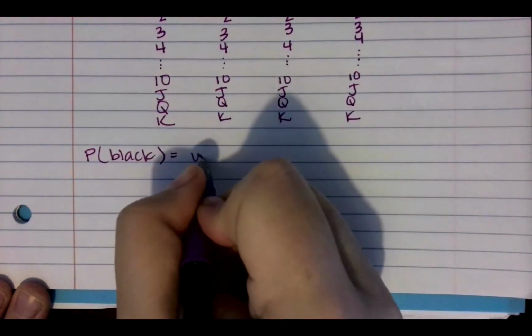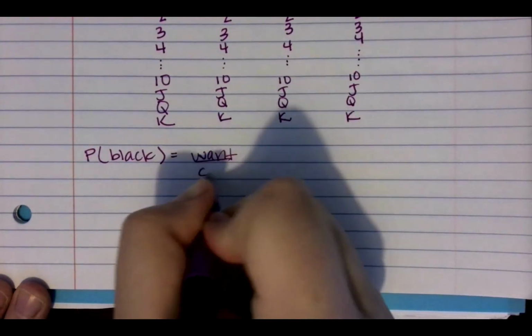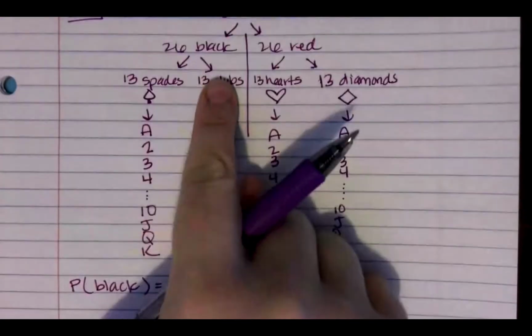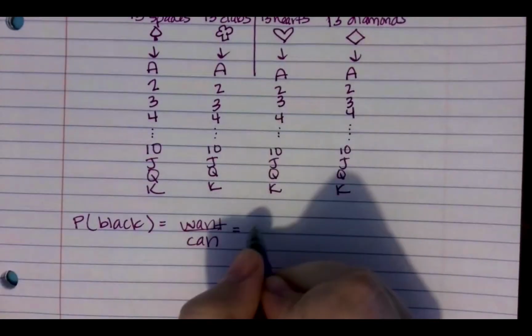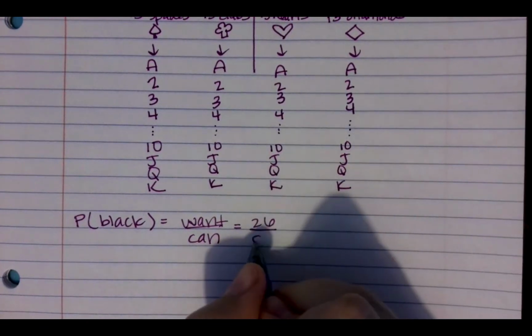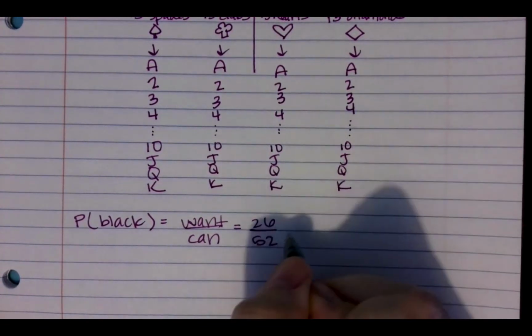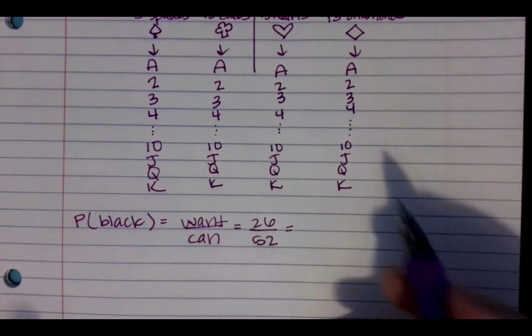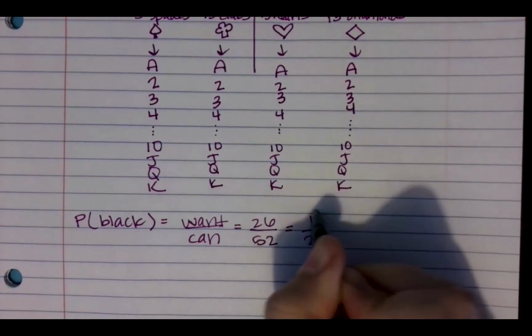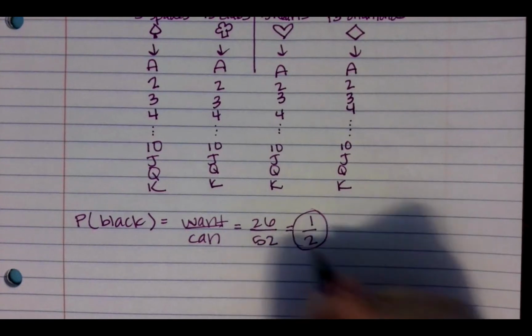I'm going to write this every time until we get it. What we want out of what we can get. What do we want? We want a black card. How many black cards are there? Come back up here. 26. Out of how many total cards are there in a deck? 52. Can we reduce this? Yes, we can. We can see that this is actually half, or you can use a calculator, math, enter, enter, and get that guy. There's our 1/2.